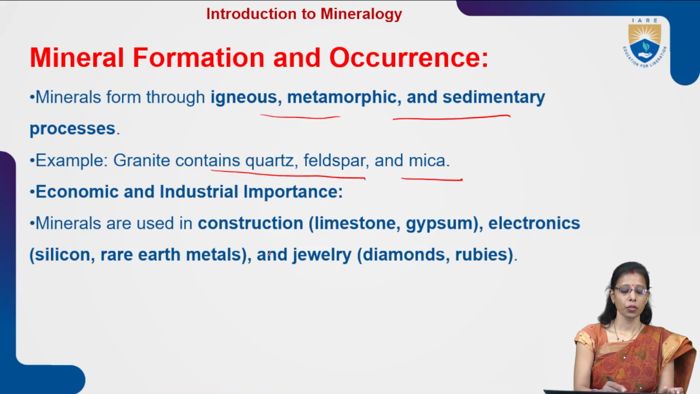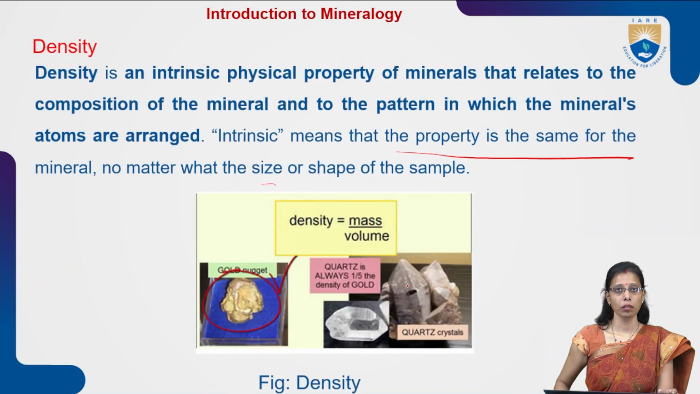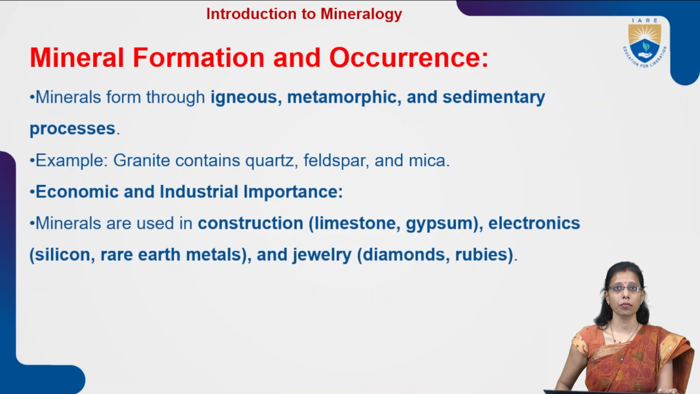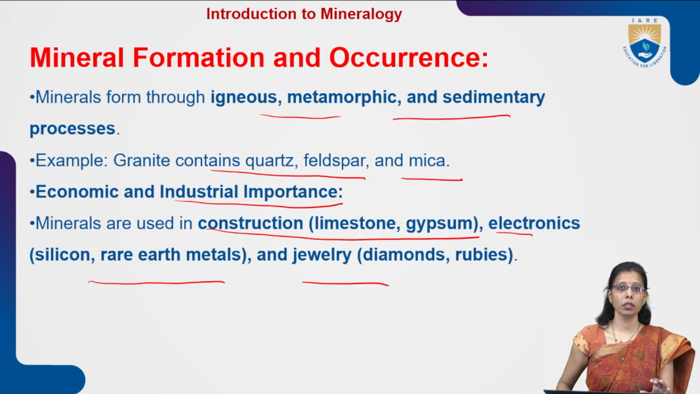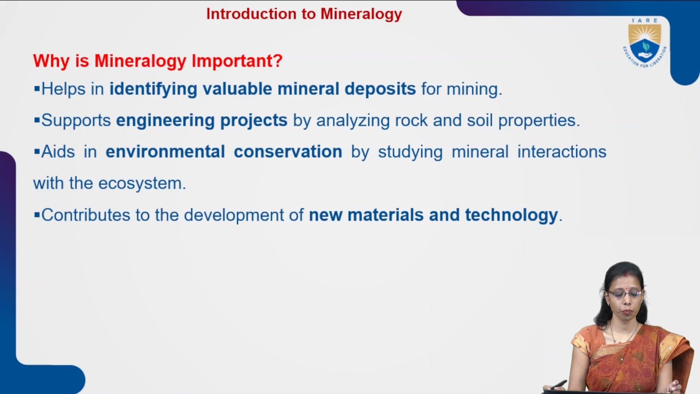in sedimentary rock. So economic and industrial uses and importance: minerals are used in construction, limestone, gypsum; electronics, silicon, rare earths; jewelry, and all. So you talk about this formation and occurrence. Basically it is found in rocks, whether metamorphic, sedimentary, or igneous, and it has great applications. It is used in construction, as an electronics material, as well as in jewelry materials.